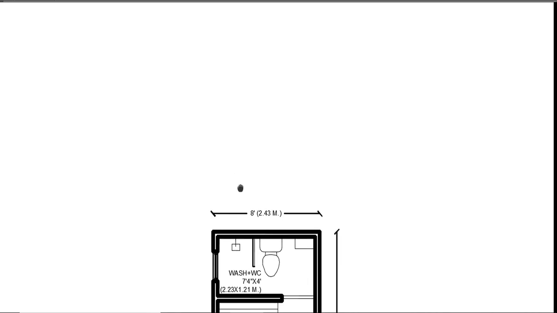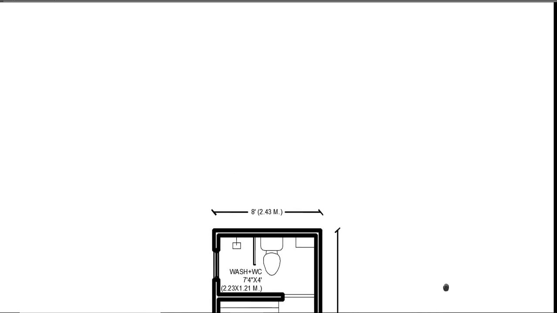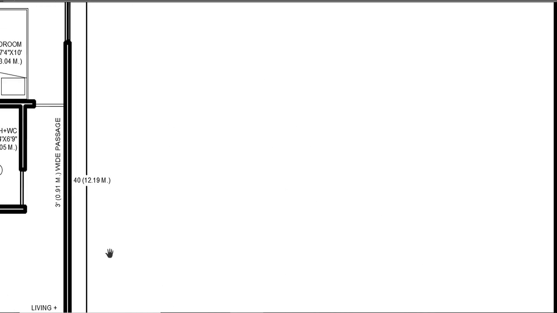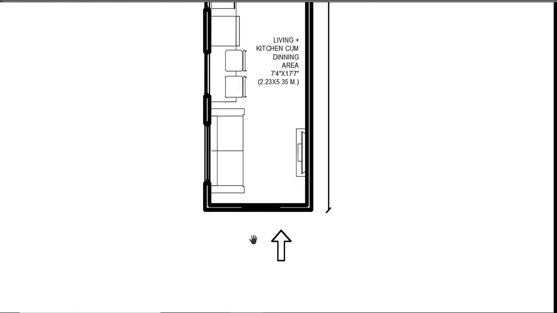So this is the floor plan of the house. There is a 40 feet shipping container. The total area I have taken is the width is 8 feet, in meter 2.43 meter, and the length is 40 feet, in meter 12.19 meter. In the front we have a door here. After that we'll go inside.